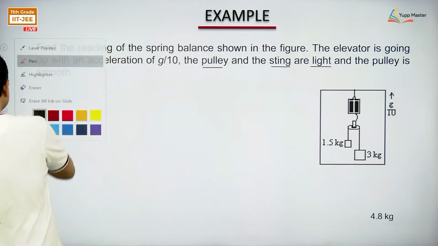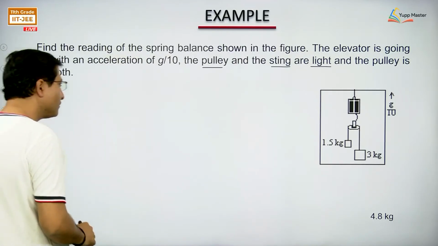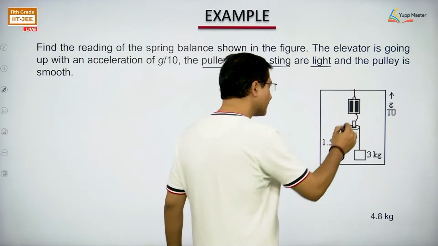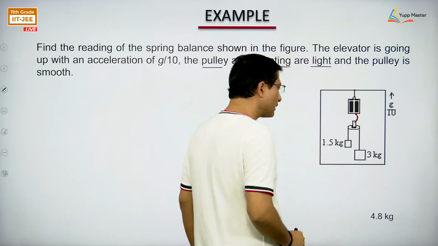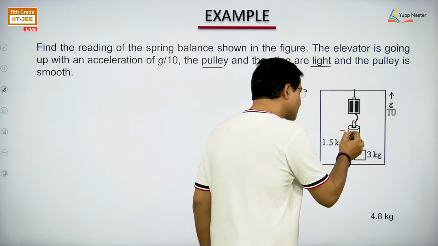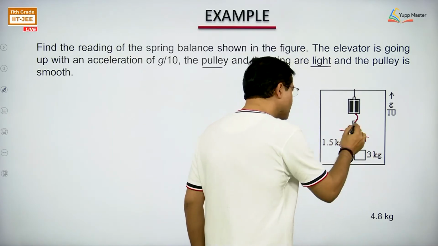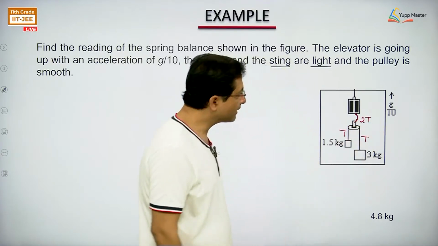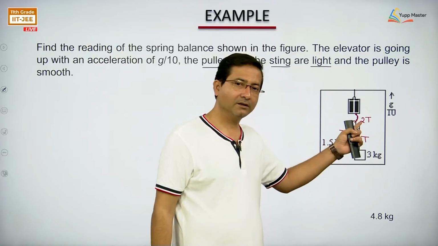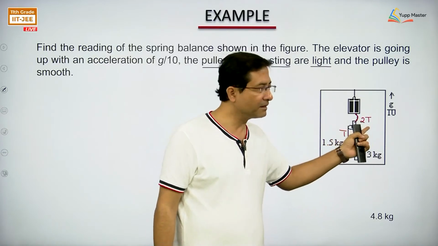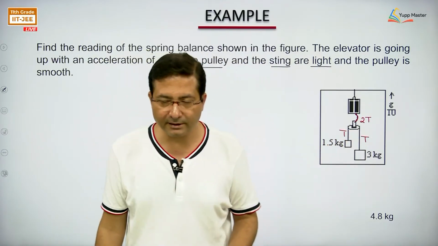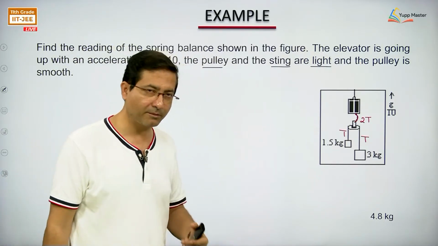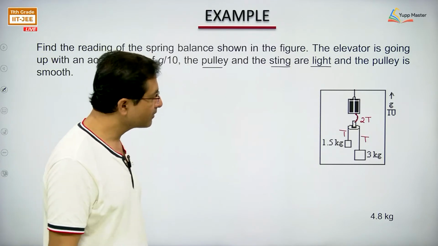To find the reading of this spring balance, I require the tension here. If I assume tension in the string is T, because the pulley is massless, tension here will be 2T. So if I can find the value of 2T, then 2T divided by g will give me the reading. Force divided by g will give you the reading measured by the spring balance. We already discussed this point.